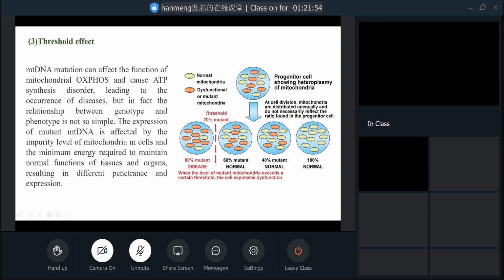Only when the mutant mitochondrial DNA reaches the minimum threshold, then the disease will occur. If the mutant mitochondrial DNA is less, it will not cause the disease phenotype.